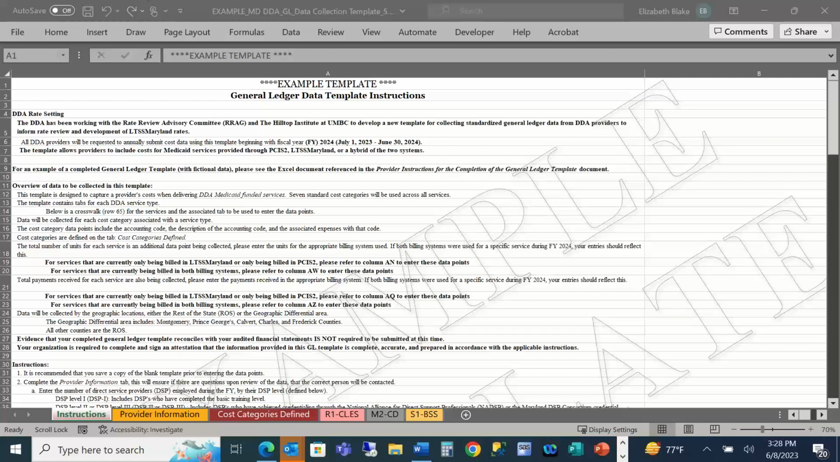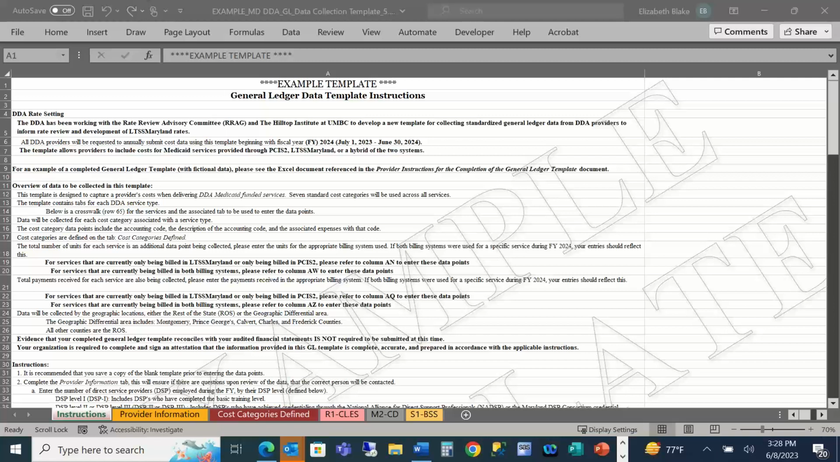The GL data collection tool is required to be submitted. Hilltop, refresh my memory if there was a deadline attached to that. Sure. Thanks, Robert. The tool will be collecting data for all of fiscal year 24, so we won't be asking for that to be submitted back to us until September of 2024.